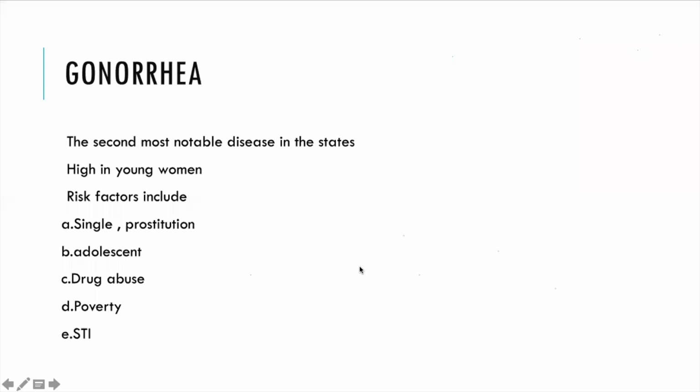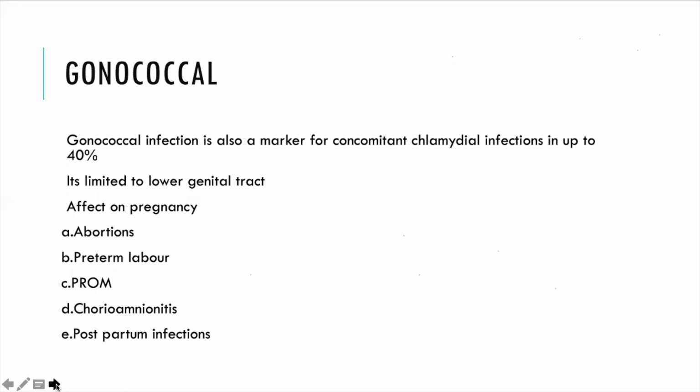Okay, gonorrhea. Gonorrhea is the second most notifiable disease in the States. It's high in young women. Risk factors usually include single status, prostitution, adolescence, drug abuse, poverty, and STIs. Poverty means poor, low socioeconomic status. Gonococcal infection is also a marker for concomitant chlamydial infection in up to 40%. Gonorrhea and chlamydia always come together.